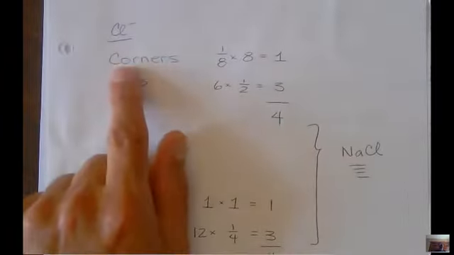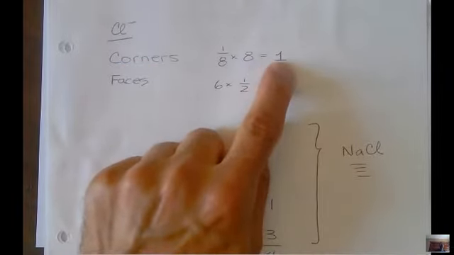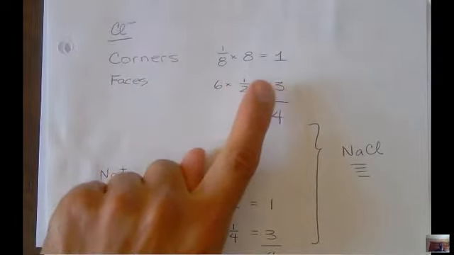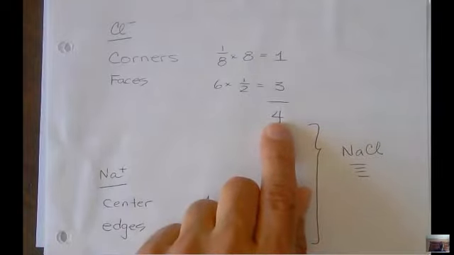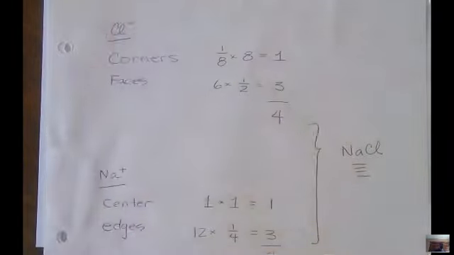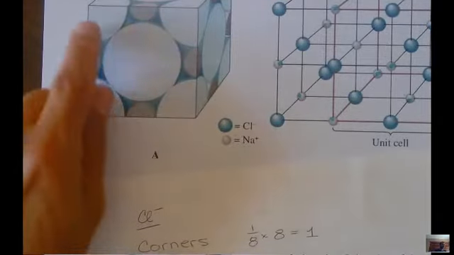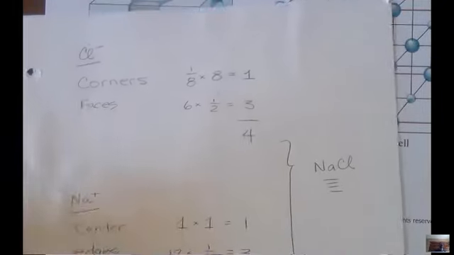Okay? What's going on for the chlorines? We've got our famous 8 times 1/8 to give us 1. And then in the faces, 6 times 1/2 to give us 3. So in each unit cell, sodium chloride is very packed. There are 4 chloride ions. Ready? Where are they? The faces and the corners.